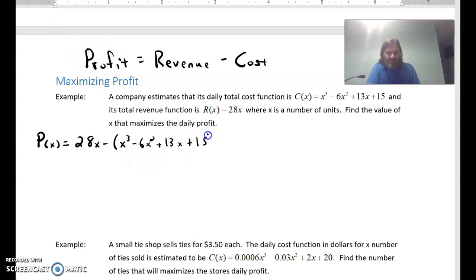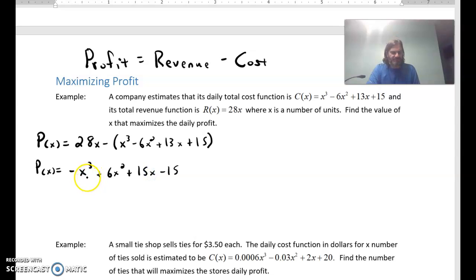Okay, so let's collect some terms before we actually take a derivative. So we'll have negative x cubed plus 6x squared. We'll have 28x minus 13x. So that looks like plus 15x, and then minus 15.